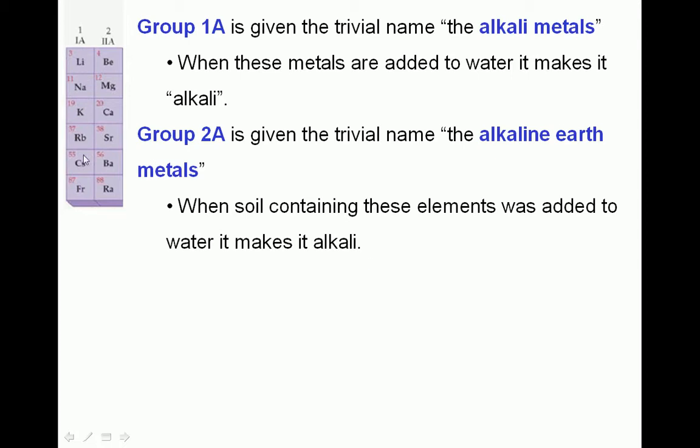Some of the groups of the metals have special names. Group 1A is called the alkali metals because when they are placed in water it makes it alkali. Group 2A are known as the alkaline earth metals because when soil containing those elements is added to water it makes it alkaline.